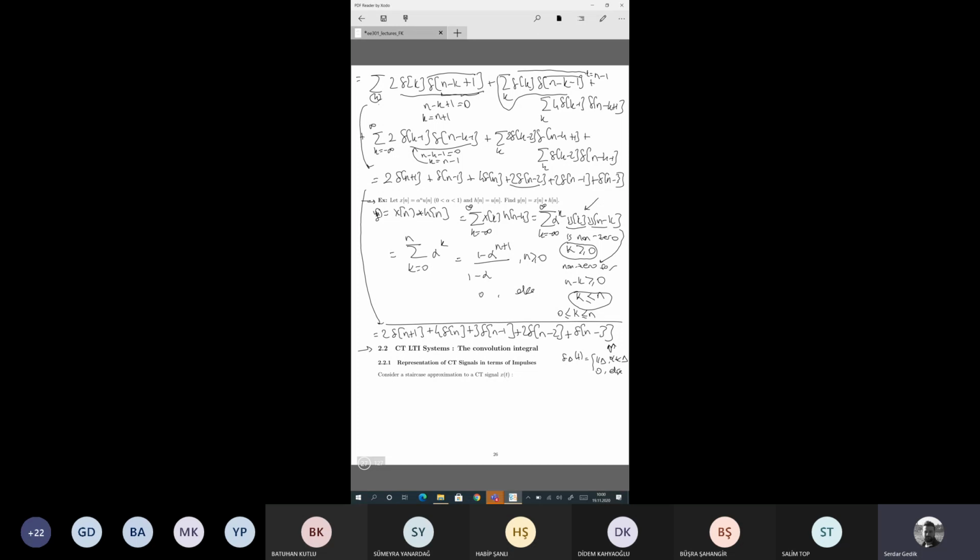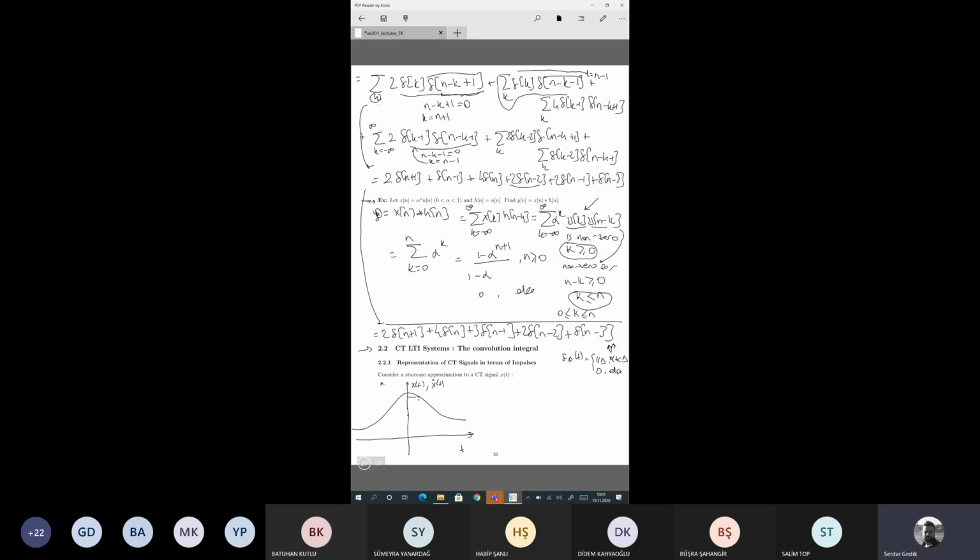As delta goes to 0, this impulse delta is going to the impulse of t. Remember? Then I will plot the x of t signal and also x cap of t. So x of t is, assume, my continuous signal, and it has such a shape. And I try to find the staircase approximation to that signal.